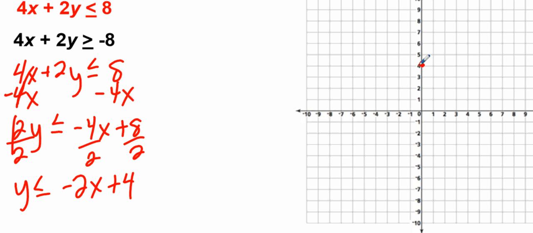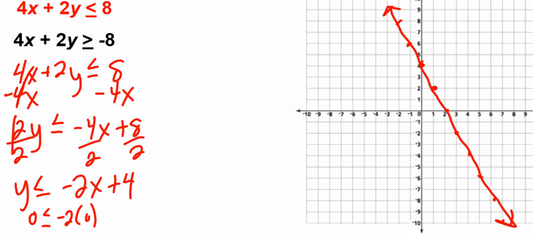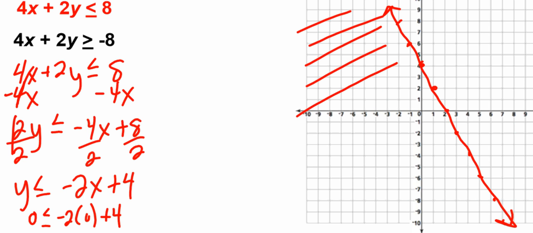So I'm going to go to 4, down 2 to the right 1. And that's going to be a solid line. And it does not go through 0, 0, so I'm going to plug 0 in for my y and my x. 0 is less than 4. That is true, so I'm going to shade the side that has 0, 0.